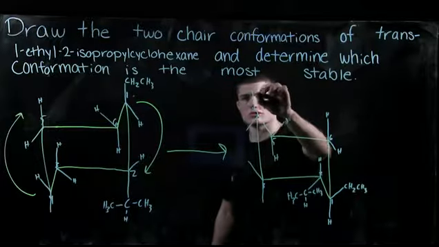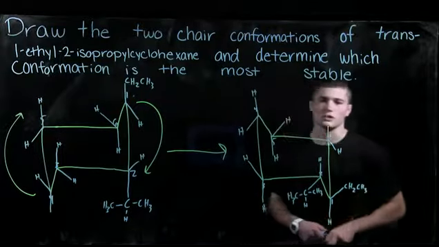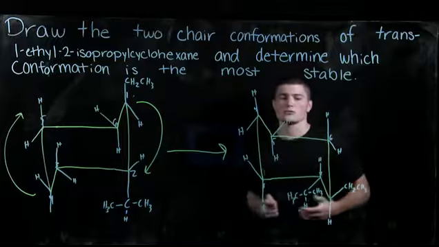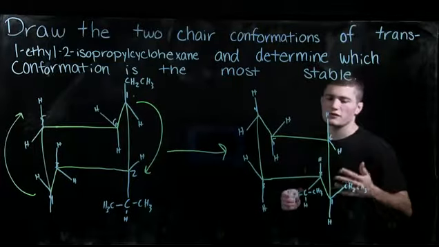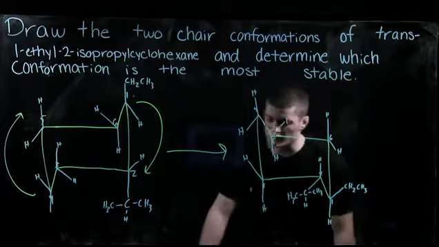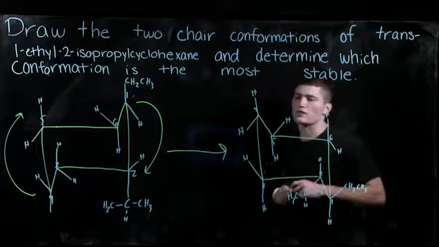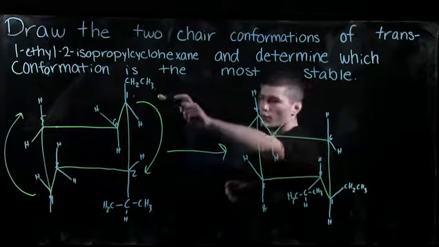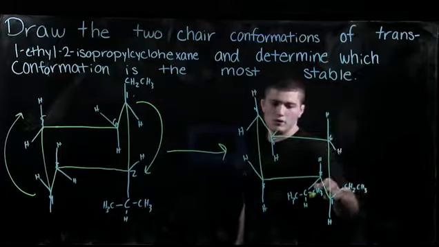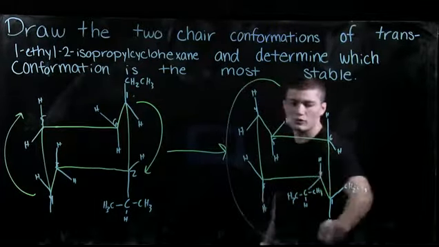These are all hydrogens. Okay, and now on to the last part of the question, which is which one is more stable. As a general rule of thumb, you want the groups of interest, in this case an isopropyl and an ethyl group, to not be axial. So at a quick first glance, you can say, oh, this conformation has 2 axial, this one has no groups of interest axial. So the short answer is this is more stable.